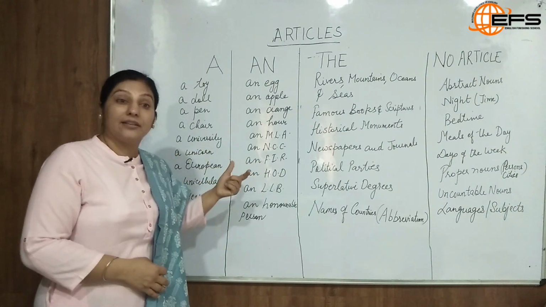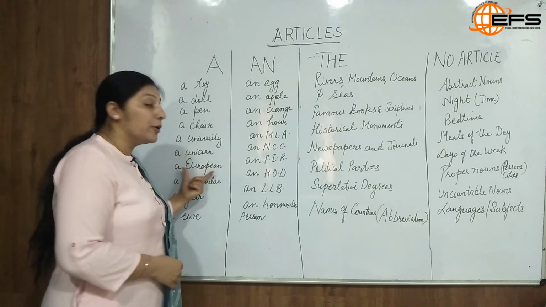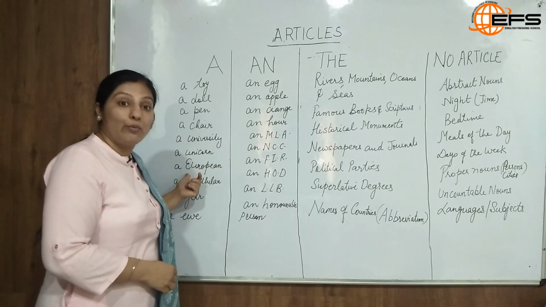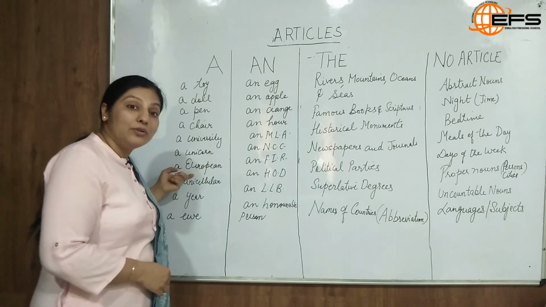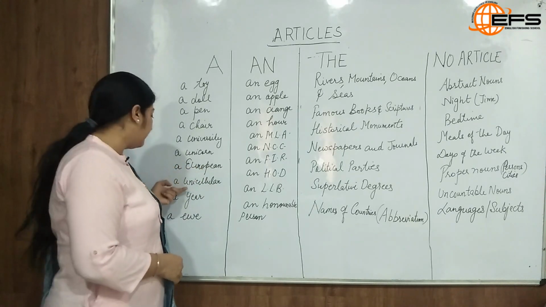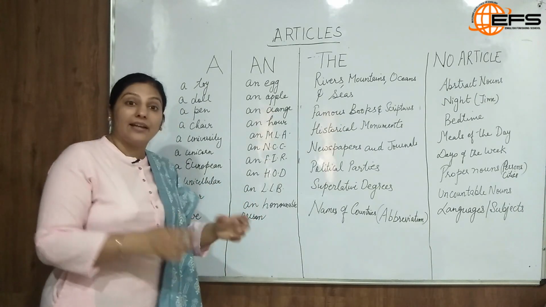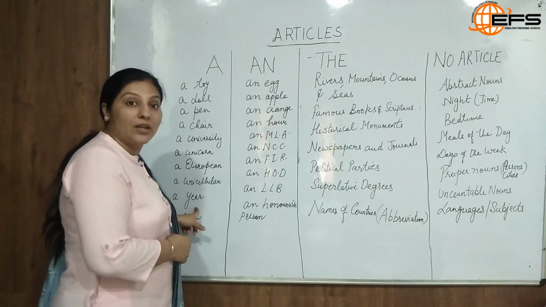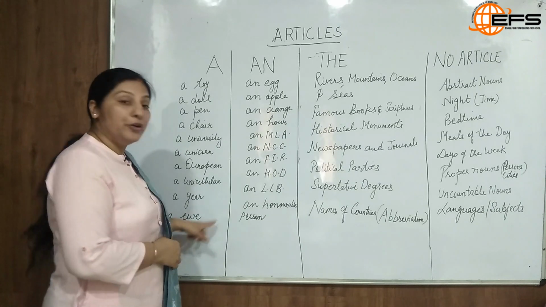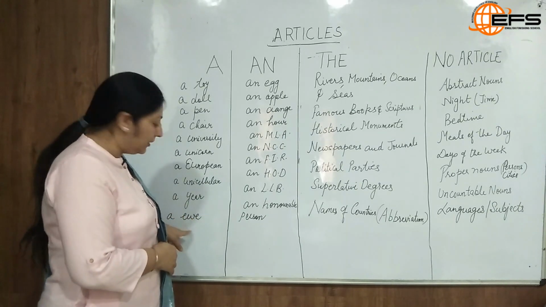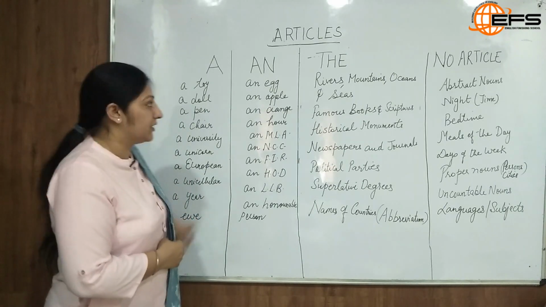A unicorn, again this particular word carries a consonant sound. A European, again look at this letter E, it is a vowel. We can't place an looking at the letter E. We have to look at the sound that is here. So we'll place a only. A unicellular organism like amoeba, euglena. A year, again the sound produced by this word is Y. A ewe is a female sheep basically. The letter is E, but the sound produced by this letter is U. So we'll use a with it.